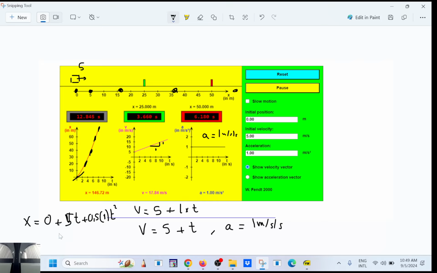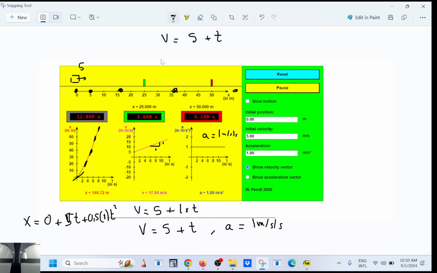So it's like that. It's a definition. No, actually, you are right. I'm going to explain. You can do it this way. Okay, it's a good question. V equals 5 plus t. Do you agree with that?